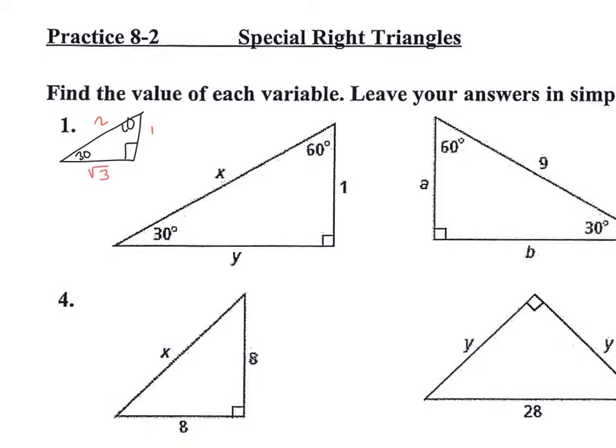So you can compare the two triangles. If this side's 1 and this side's 1, these triangles are actually congruent. So y is root 3 and x is 2. I don't really even need to set a proportion to solve.